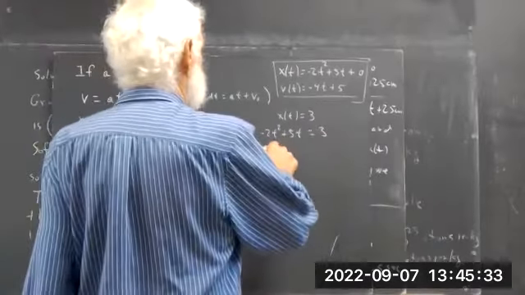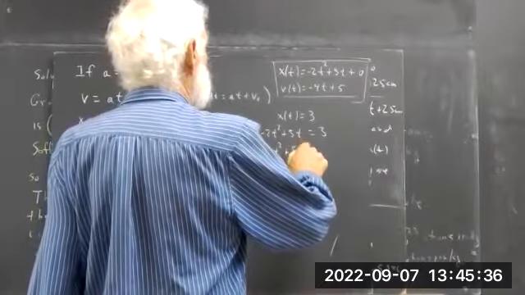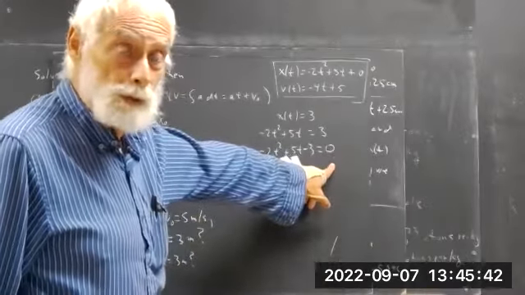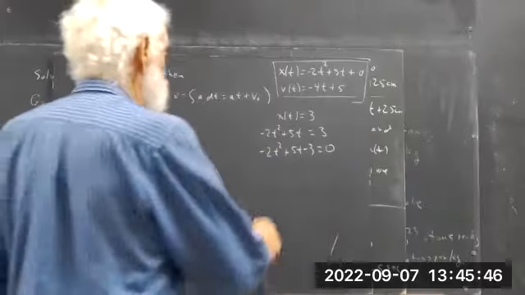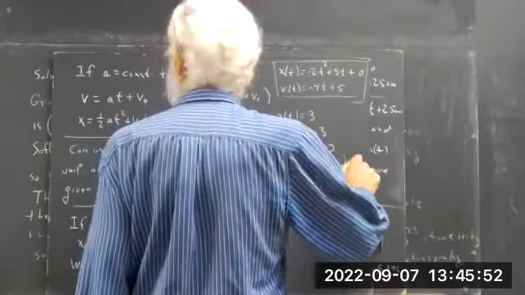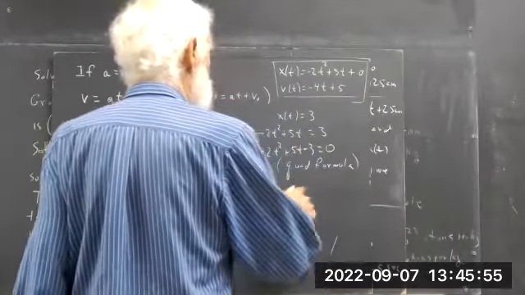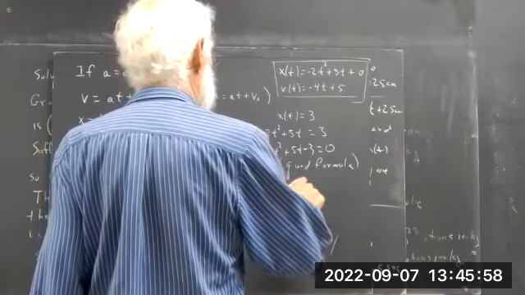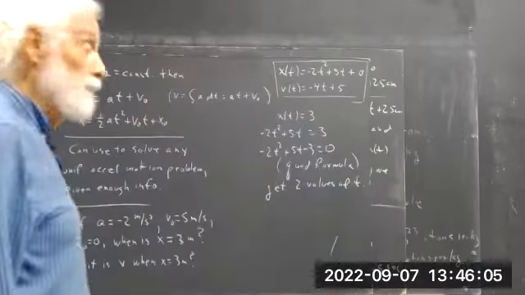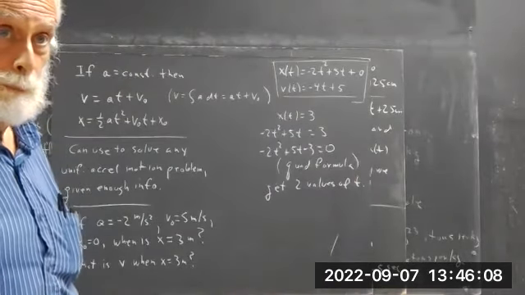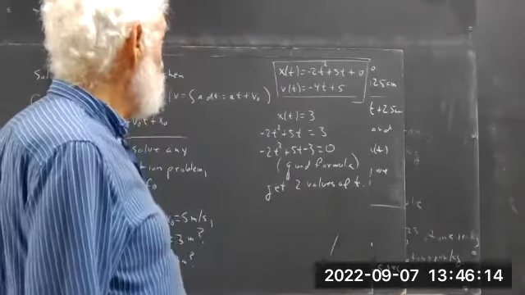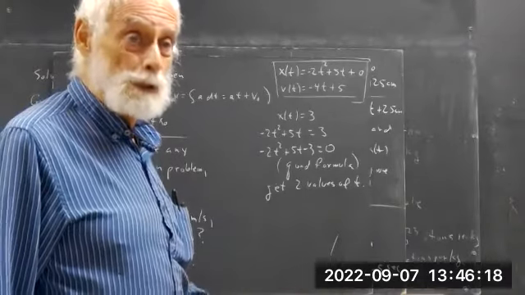And of course, if you haven't solved quadratic equations in a while, this is really easy. Try to get used to it. You've got to have the quadratic expression equal to 0, and then you use the quadratic formula, right? And then you get the value of t. Plug those into your v of t function if you want to find the velocity when x equals 3 meters.